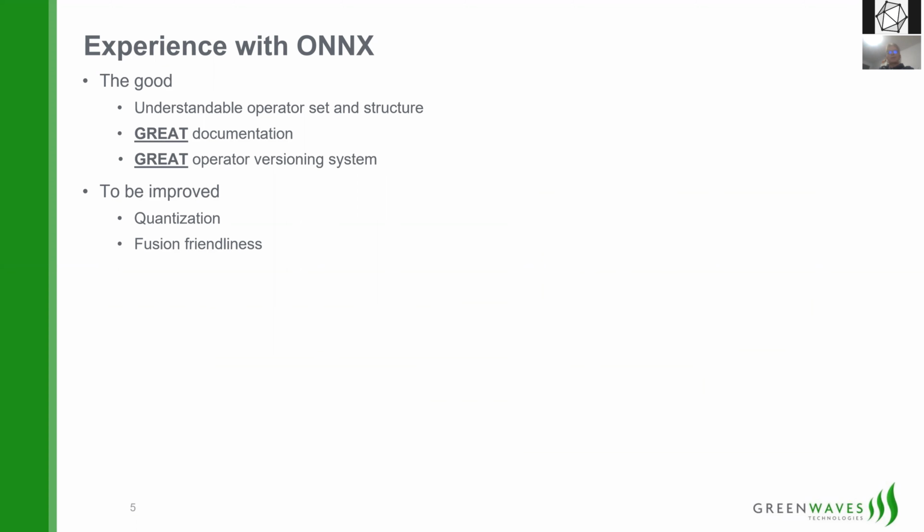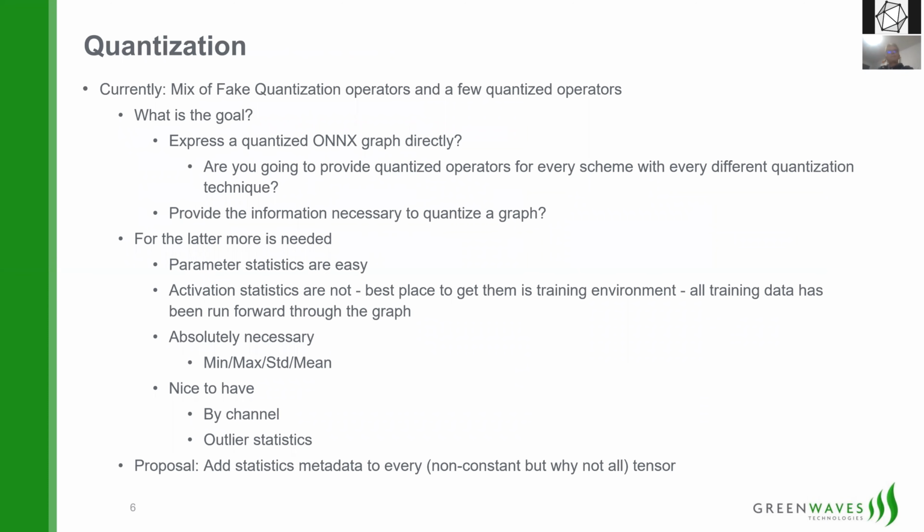There are two areas that I think could be improved. The first is quantization, and the second is something I called fusion friendliness. I'll come to that in a following slide, but let's deal with quantization first. At the moment, it seems like in ONNX, there's a mix of some fake quantization operators, some scaled quantization operators, and then a few more complex operators like a convolution, I think, and perhaps a linear layer, where there's actually a specific quantized implementation of that kernel.